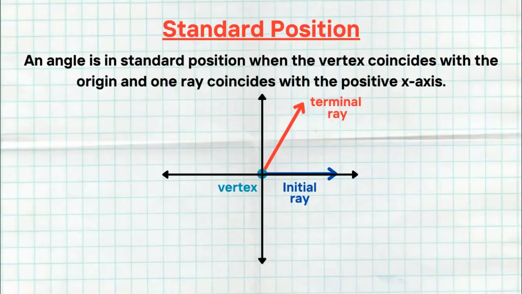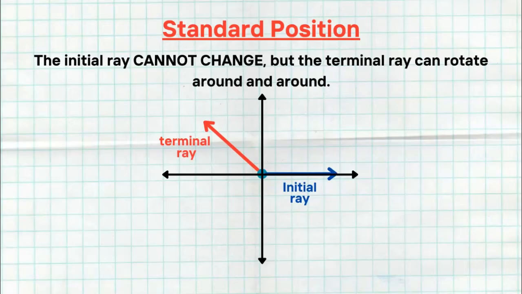So that's why the first thing I did here was I put the vertex at the origin. And one ray coincides with the positive x-axis. So that's the initial ray. So the initial ray is always starting on that positive x-axis. It cannot start anywhere else. Then the terminal ray is the other ray where we end our angle.